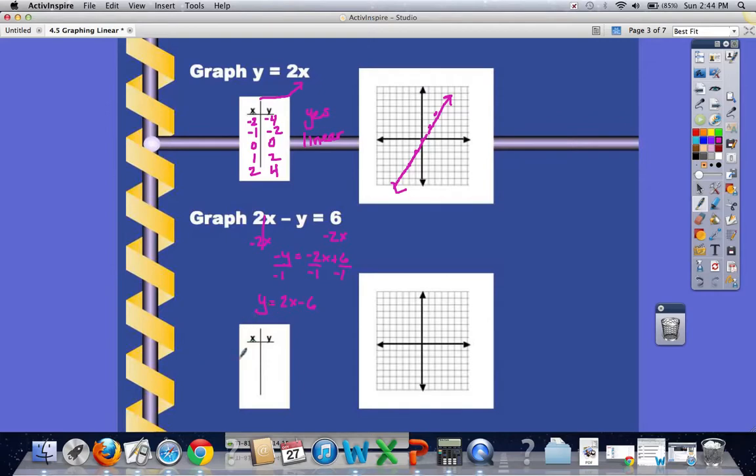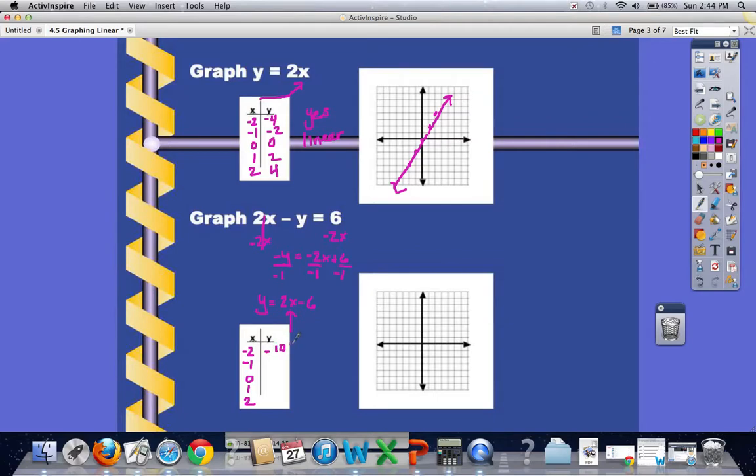Okay? So, again, I'm going to use the same points: -2, -1, 0, 1, and 2. And then I'm going to take these points and plug them in right there for your x value. So it's 2 times -2, which is -4. -4 minus 6 is going to make a -10.